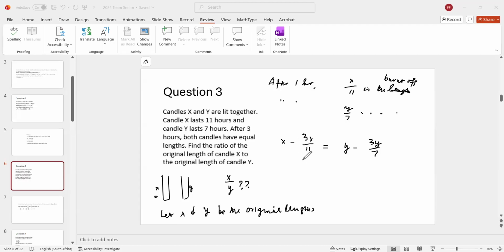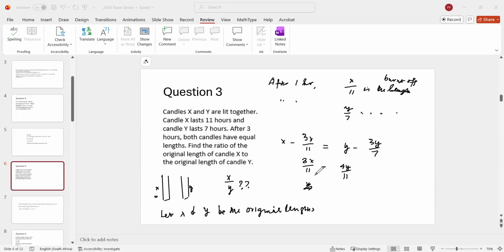This gives you 8x over 11. That's easy. This is 11x over 11 minus... And here you've got 7y over 7 minus this is 4y over 11. That's 7y minus 3y. It's 4y. So we are looking for x over y.